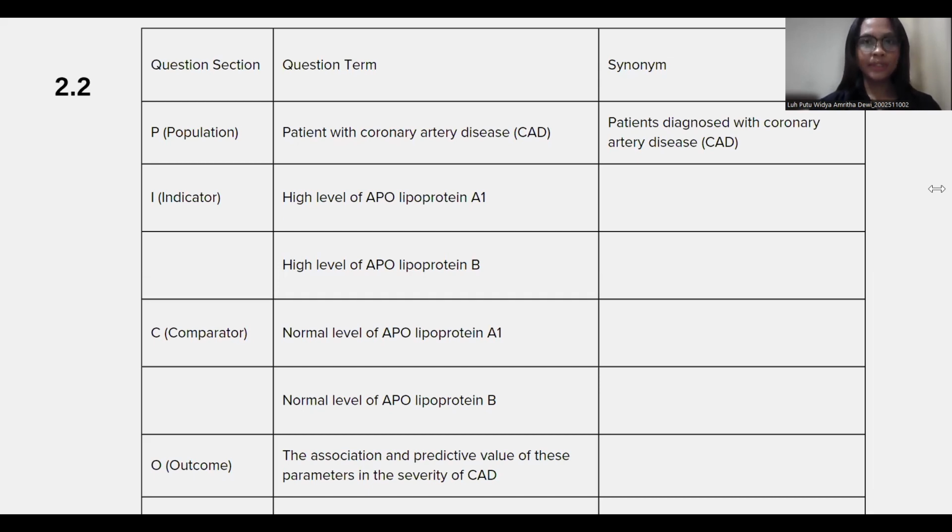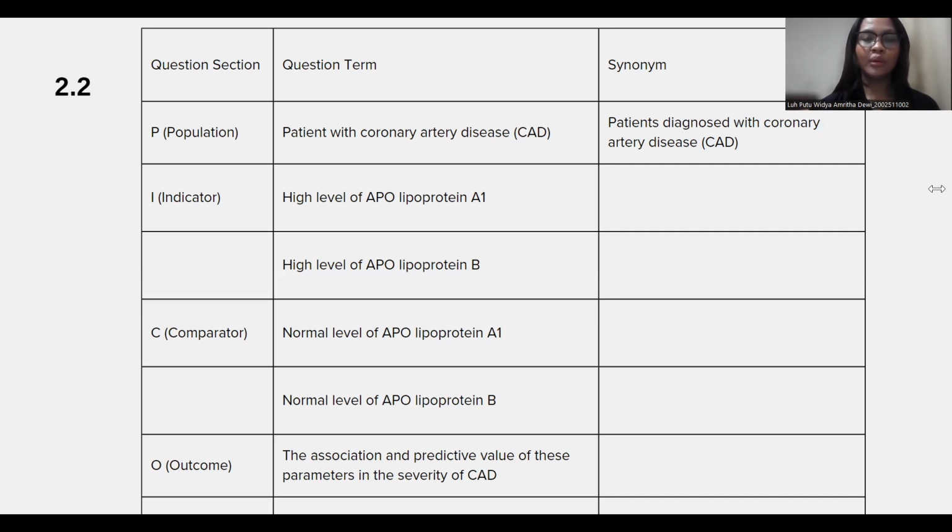So this is a table of PICO of the journal. The P is for population. In this question, the term is patients with coronary artery disease, or the synonym, patients diagnosed with coronary artery disease. For the I, for intervention, is high level of apolipoprotein A1 and high level of apolipoprotein B.